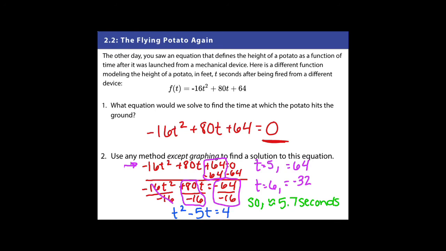And then here, the easiest way to do it would be to graph it, but since we cannot graph it, one way to do it would be to plug in different numbers for t. If we plug in 5, we get 64, and if we plug in 6, we get negative 32. And so if we had to guess, we would do 5.7, because that is the closest number where we would get 0.